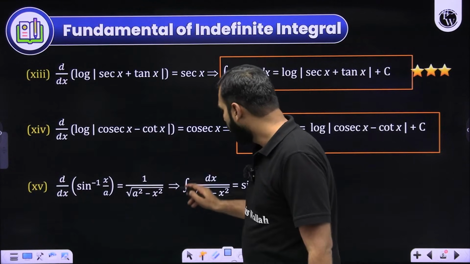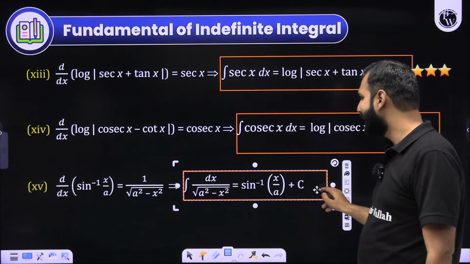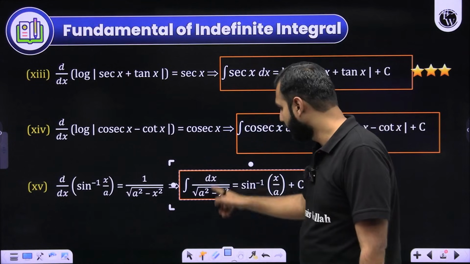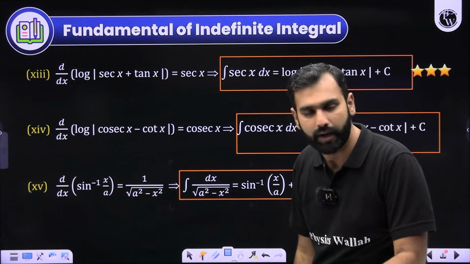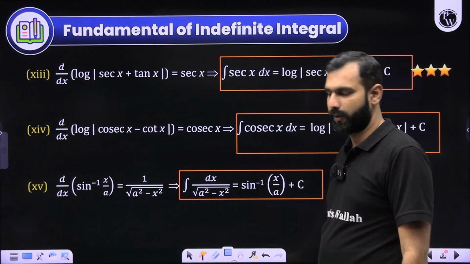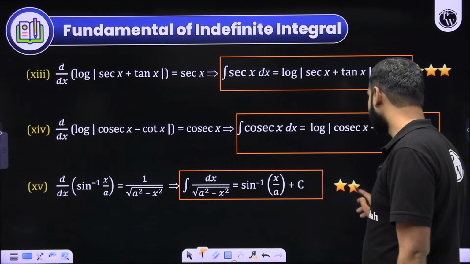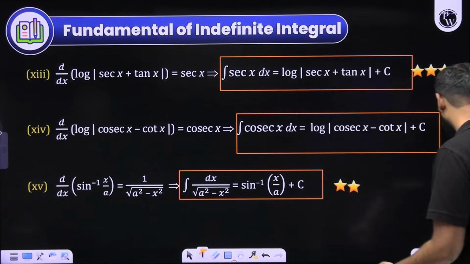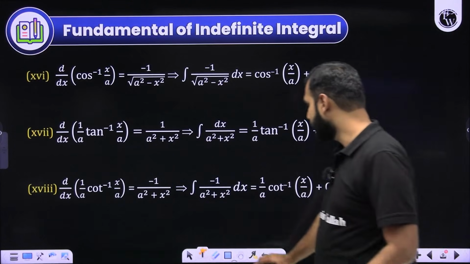So here, whenever we are asked to integrate something like 1 upon under root a square minus x square, I without any hesitation would say it is sine inverse of x upon a. This is also something which I would ask you to remember. Not just that, some more based on ITF. Here, look at the next one.